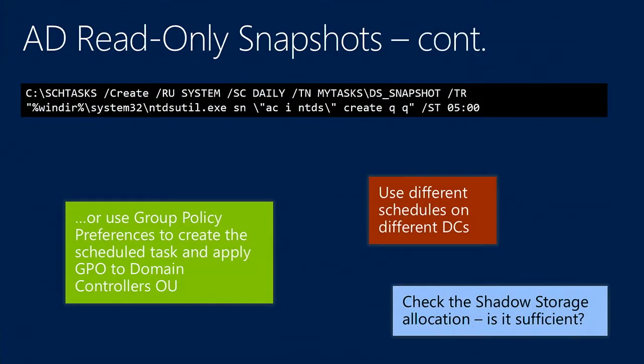Okay, so what I would recommend is that you schedule these AD snapshots using the Windows Task Scheduler. There's a schtasks command line there that will do that for you. In this instance, it creates a daily snapshot starting at 5 a.m. You could also get fancy and use group policy preferences to create and deploy a scheduled task and link that GPO to the domain controllers' OU. Anyway, you can do it a number of different ways.